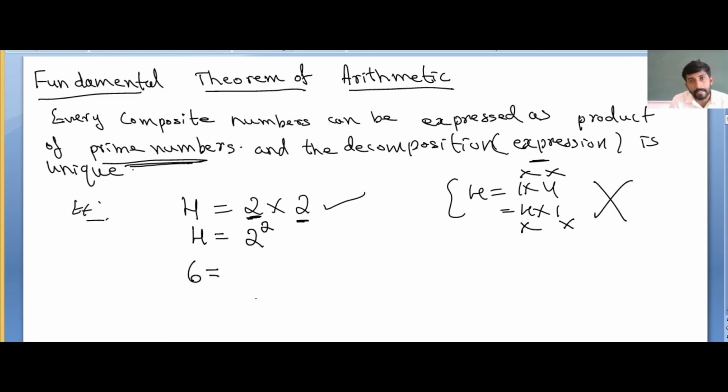Take the next number, that is 6. How to write 6 in terms of prime numbers? You can write 2 into 3, or it is the same as 3 into 2, right? Commutative property, 2 into 3 is 6, as well as 3 into 2 is also equal to 6. So 6 is equal to 2 to the power 1 into 3 to the power 1. That means 1 time 2 and 1 time 3.